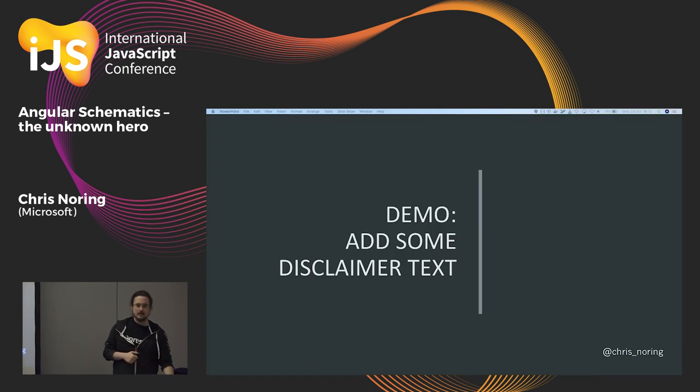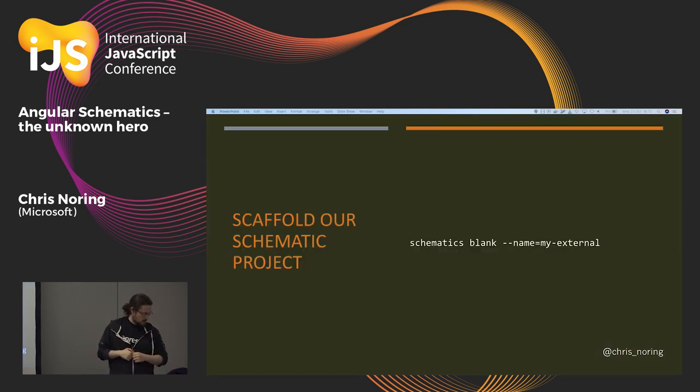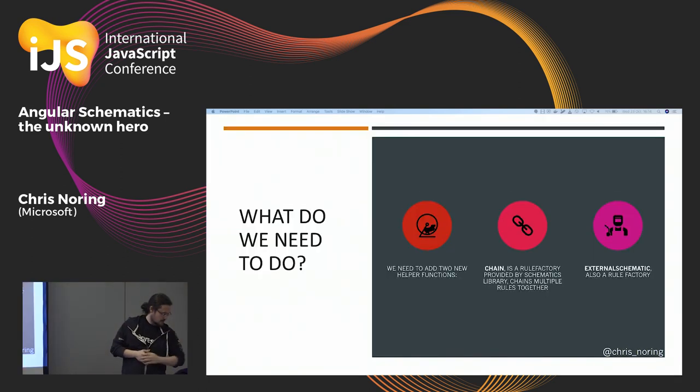So let's try to add some disclaimer text inside of all the files that we scaffold. For this purpose, we will actually use the component schematic that the Angular team has authored and just say, thank you very much, I'm going to add my own secret sauce on top of that, and that's my schematic. So we create this schematics blank project, and then what?